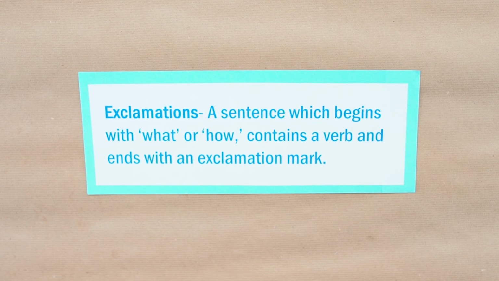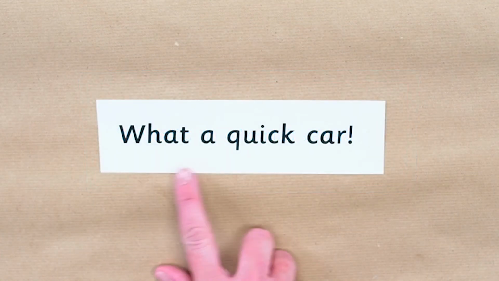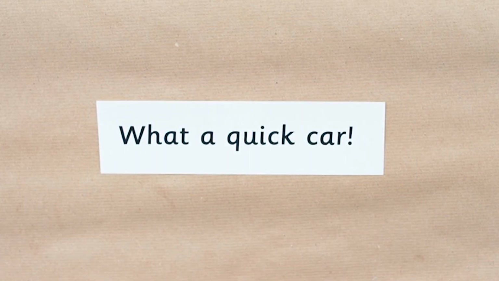Exclamations. A sentence which begins with what or how and ends with an exclamation mark. What a quick car! In this sentence, the car is being quick. These tend to be short sentences which are used in writing to create an effect.